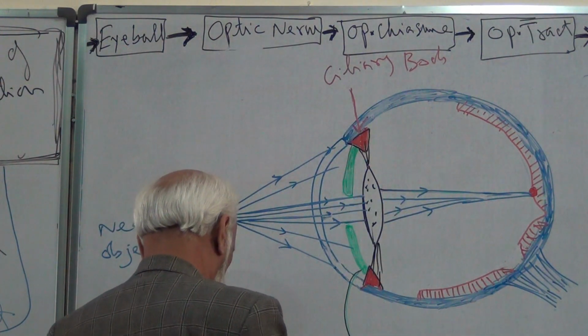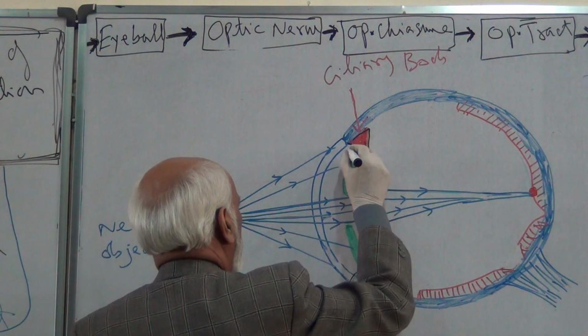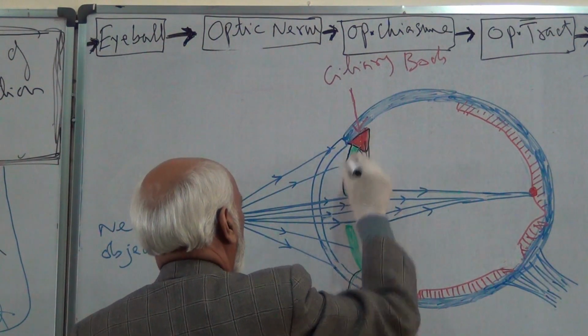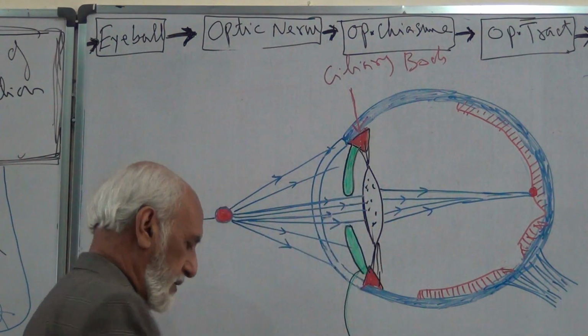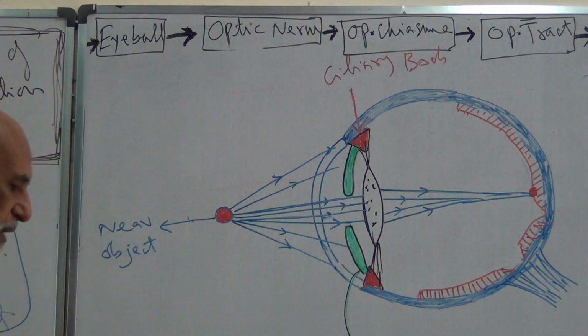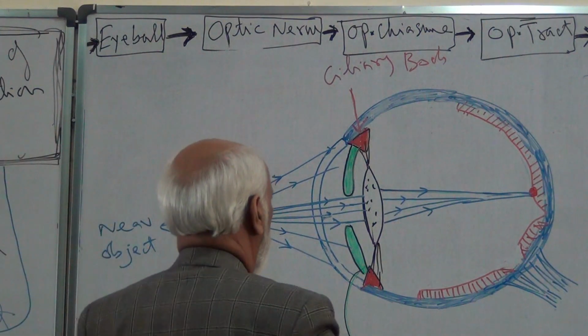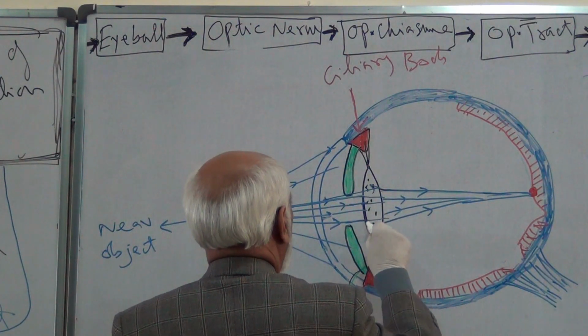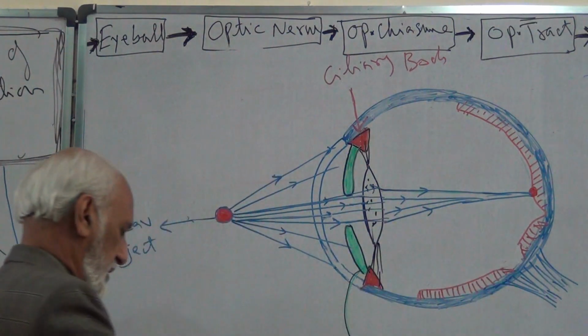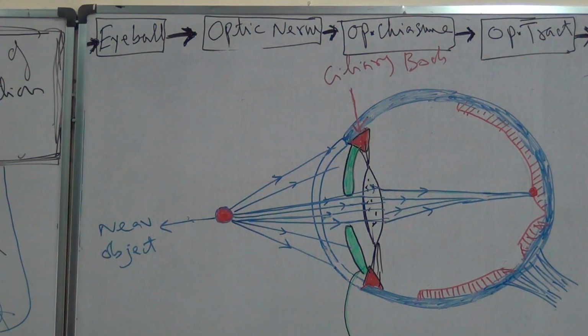Now to see a near object from which the rays of light are divergent, what happens? The pupil constricts to allow only the central rays, which are less divergent, and these rays are then focused on the retina by the lens. To have a clear image, the peripheral rays are not allowed to enter the eyeball.